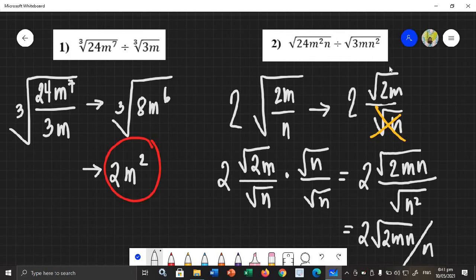The numerical coefficient is in the numerator. It should be in the numerator. So, therefore, this is now your quotient in simplified form. And it should always be in simplified form.